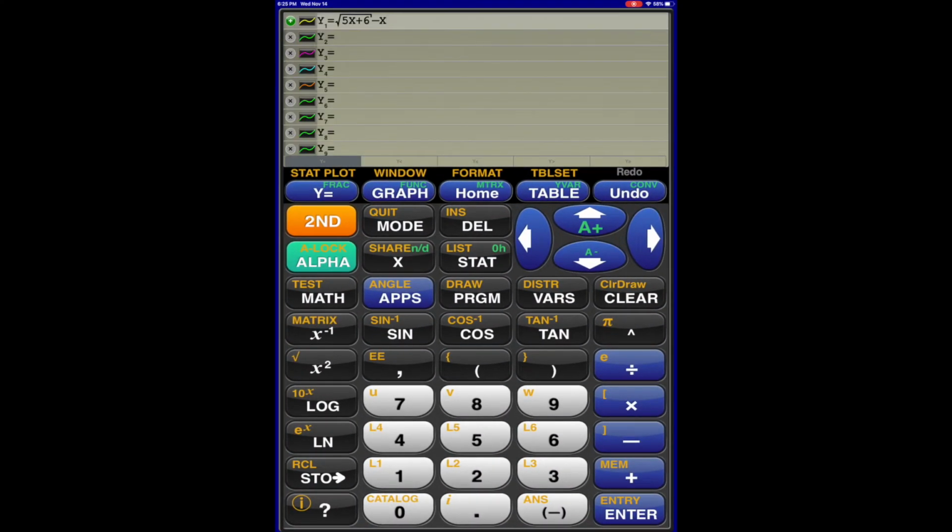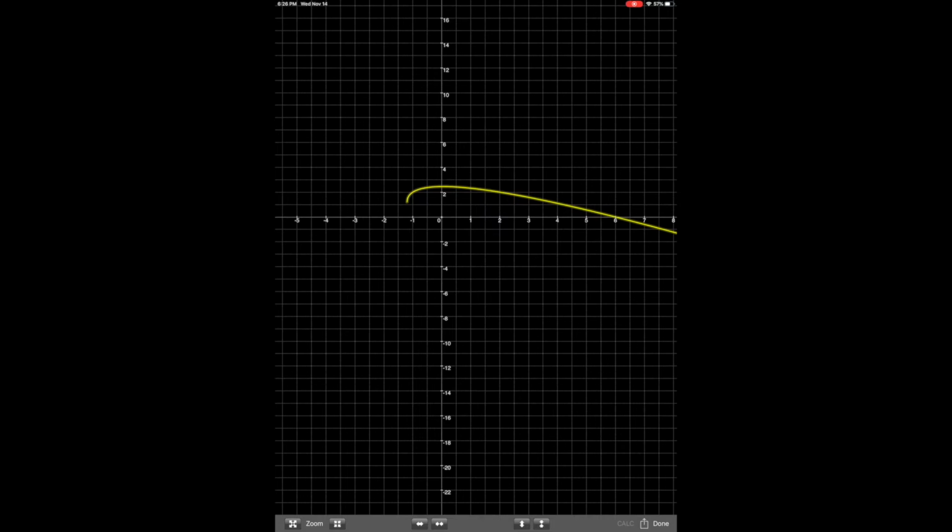And you're going to see now, I've already typed this function into my graphing calculator: the square root of 5x plus 6, and then we're subtracting the x on the outside. Make sure that x is on the outside there. When I graph it, you're going to see a shape that you probably haven't seen.